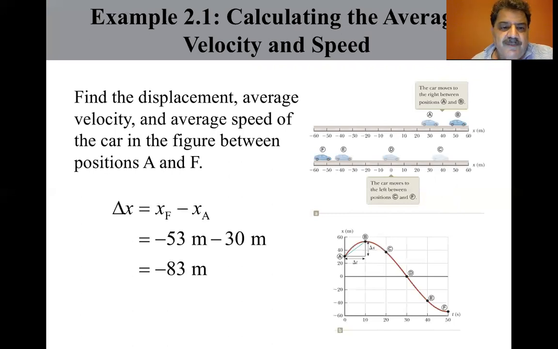Use this equation, delta x equals x final, that's x at position F minus x at position A, to find the displacement of the car. Minus 53 meters minus 30 meters, that's a total of minus 83 meters. This result means that the car ends up 83 meters in the negative direction from where it started. This number has the correct units and is of the same order of magnitude as the supplied data. A quick look at the figure indicates that it is correct.